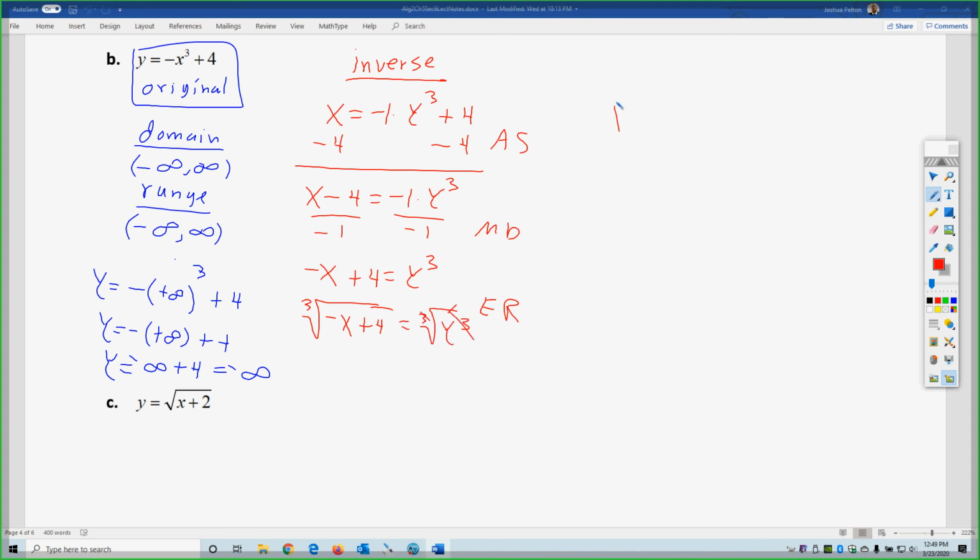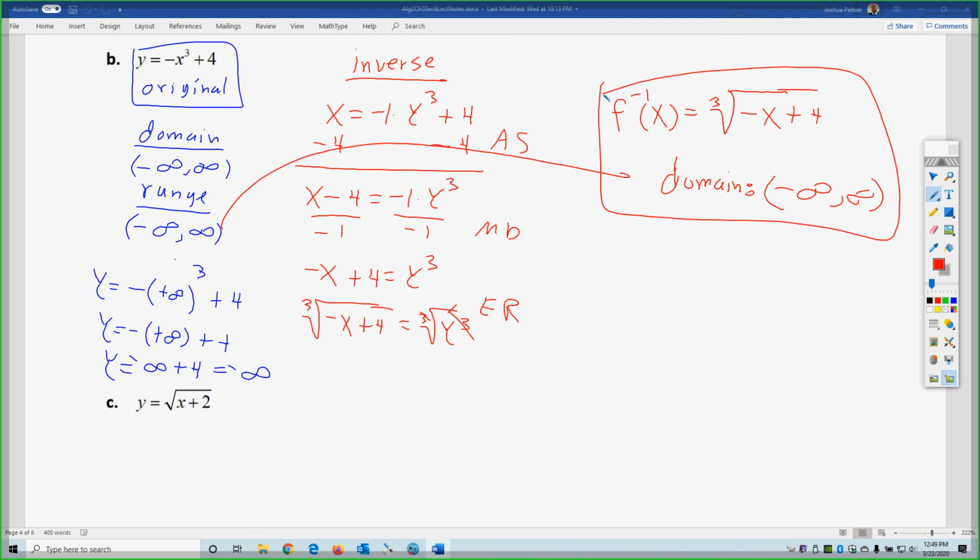Cancels. So the inverse function is the cube root of negative x plus 4. So the domain here, I can cube root any positive or negative number, or 0. So the range here should match the domain here. So there is no restriction.